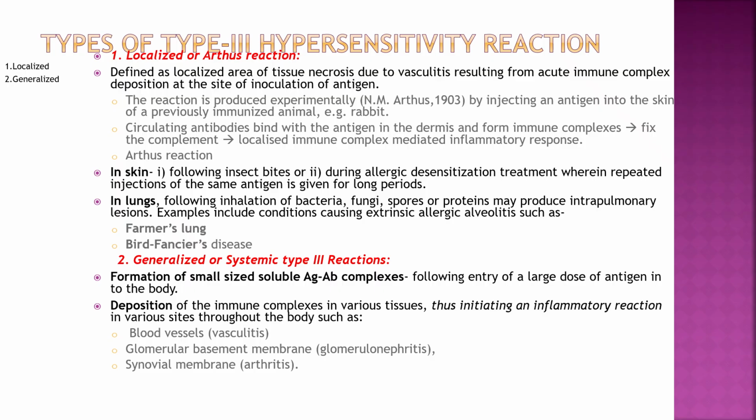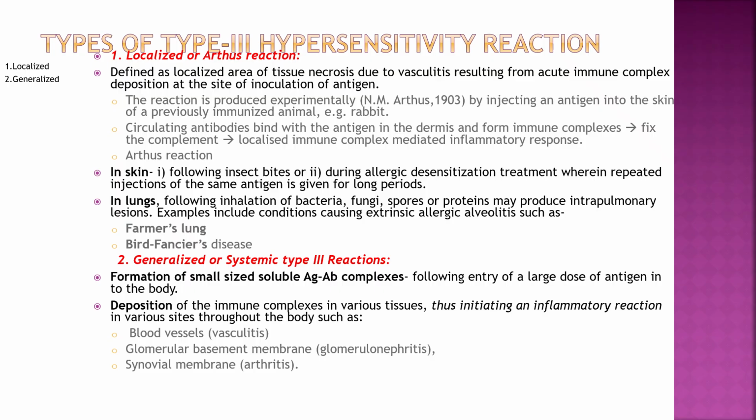It is seen in skin following an insect bite or during allergic desensitization treatment, wherein repeated injections of the same antigen are given for long periods. In lungs, following inhalation of bacteria, fungi, spores or proteins, it may produce intrapulmonary lesions. Examples include conditions causing extrinsic allergic alveolitis such as farmer's lung or bird fancier's disease.